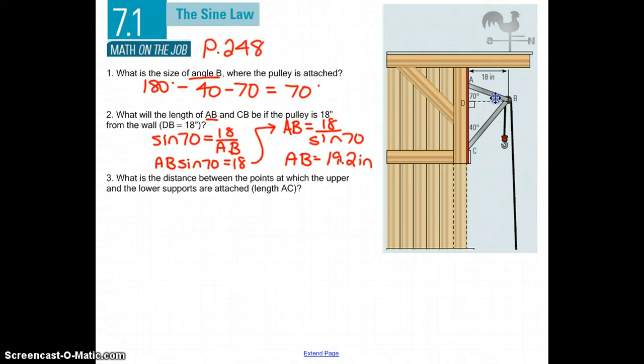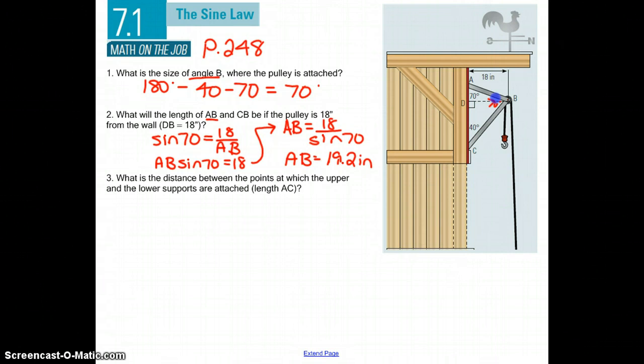Now if each of these angles are 70 degrees, what type of triangle does this make? We know that this makes an isosceles triangle because it has two of the same angles. However, we're not actually going to use that information in this question. Question 2, find the length of AB and CB if the length of DB is 18.